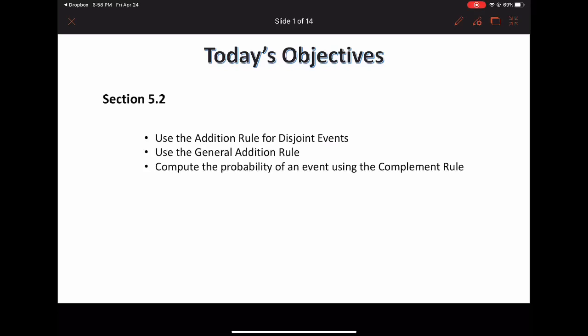All right, so welcome back. Today we're going to be in section 5.2. We're going to learn about using the addition rule for disjoint events, the general addition rule, and then we're going to compute the probability of an event using the complement rule.